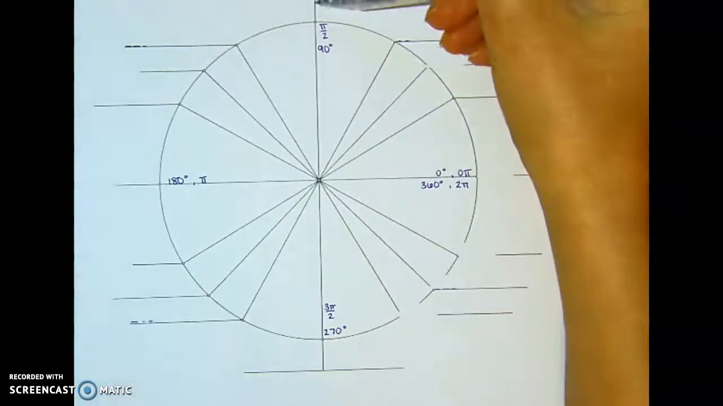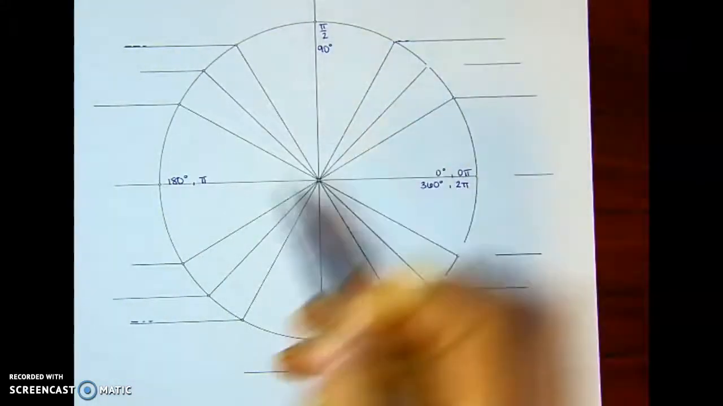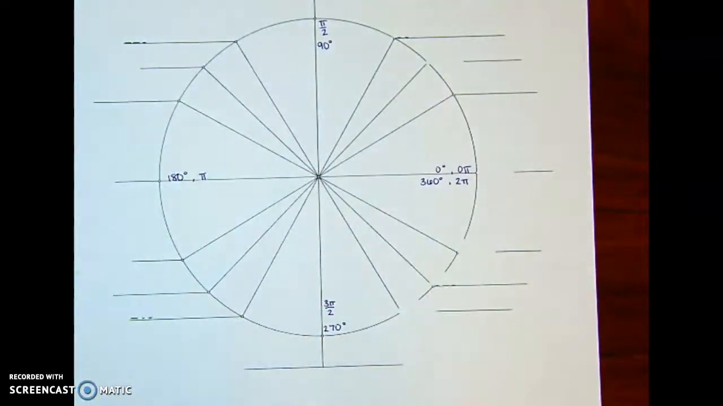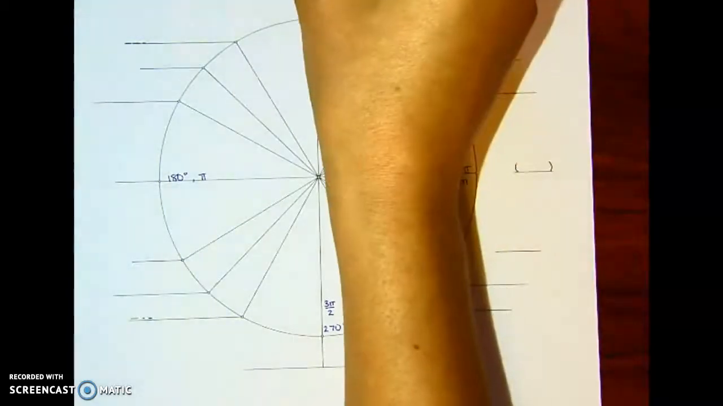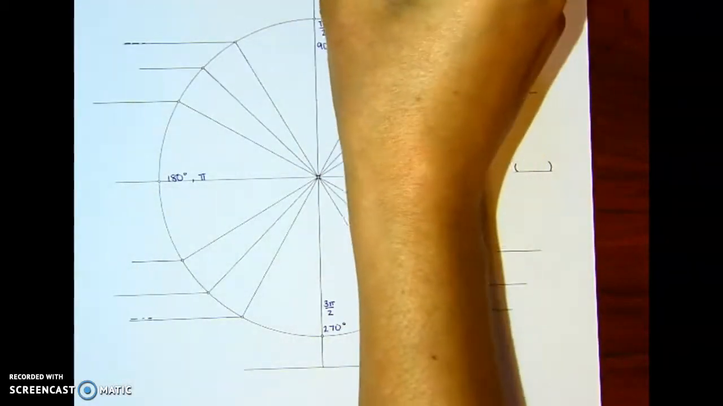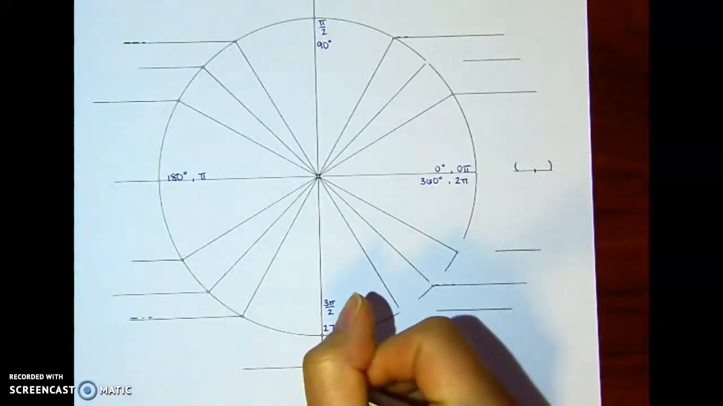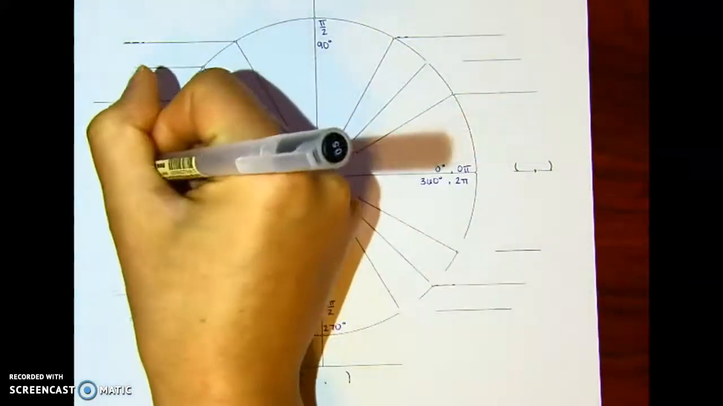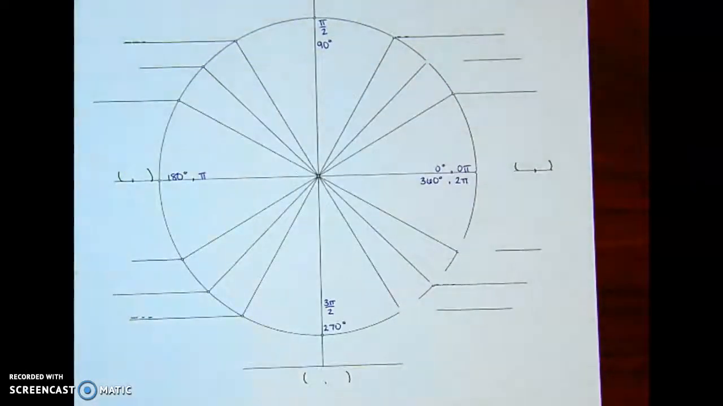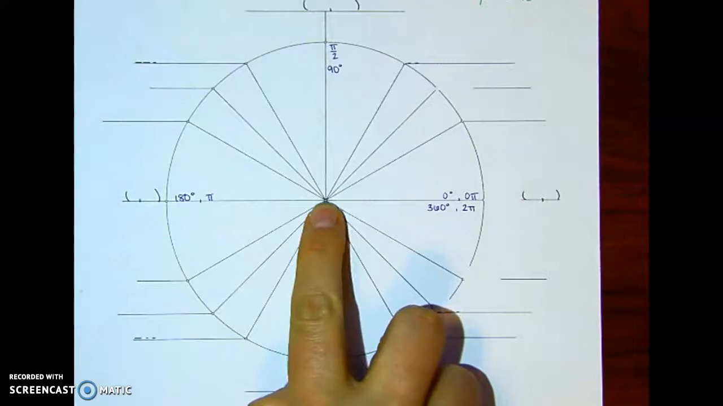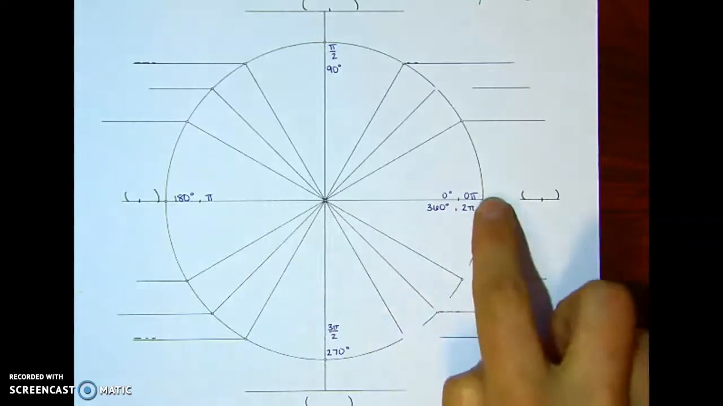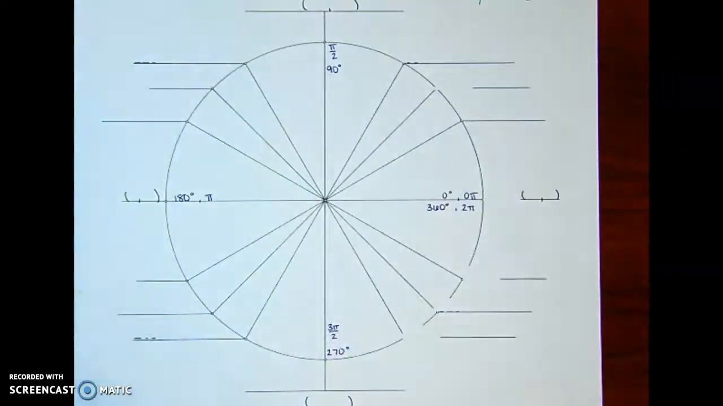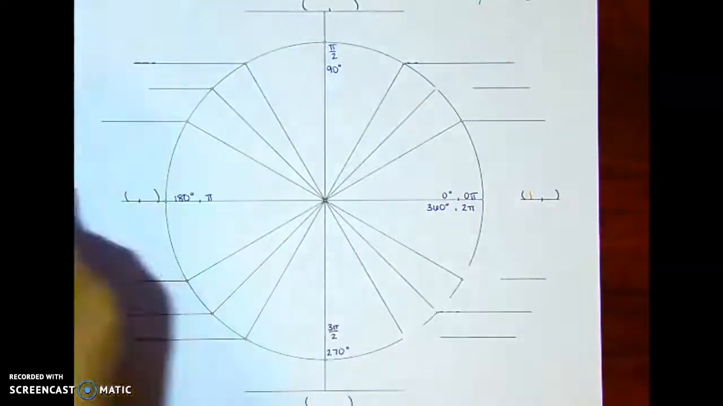The coordinates, so this is the y-axis, okay, and this is the x-axis. So the coordinates are going to be as follows. The radius of the unit circle is 1. So I'm going to put parentheses for my coordinate points. Okay, so here, our y value is going to be 0, and our x value right here is going to be 1. So this is the point (1, 0).